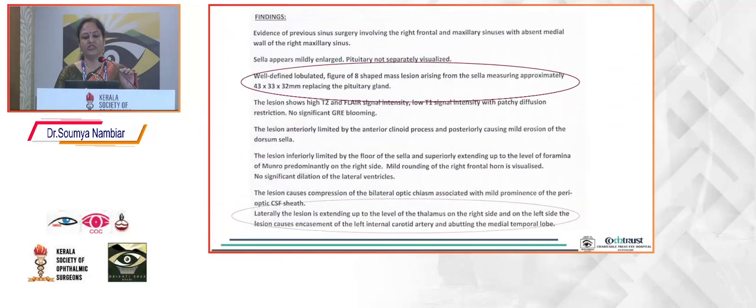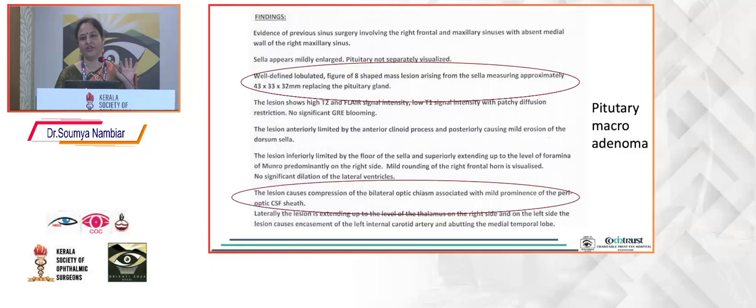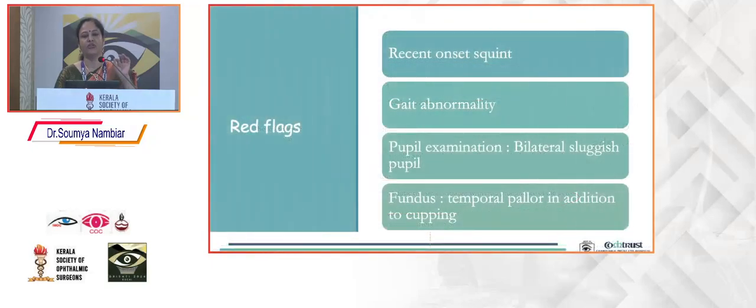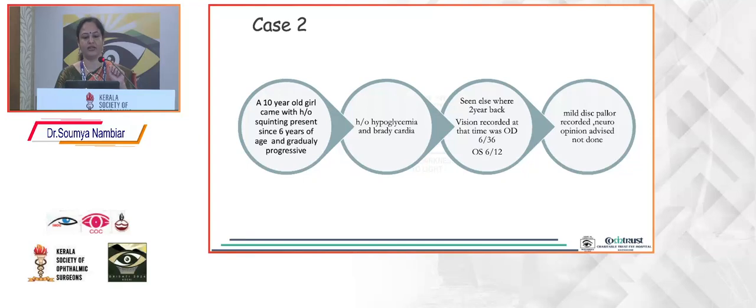So this was a case of what we call a pituitary macroadenoma, okay? So the red flags here were a recent onset squint. There was a gait abnormality if you have taken a history properly. A pupil examination showed bilateral sluggish pupils, and fundus showed a temporal pallor in spite of having the cupping. Look at that carefully, okay?